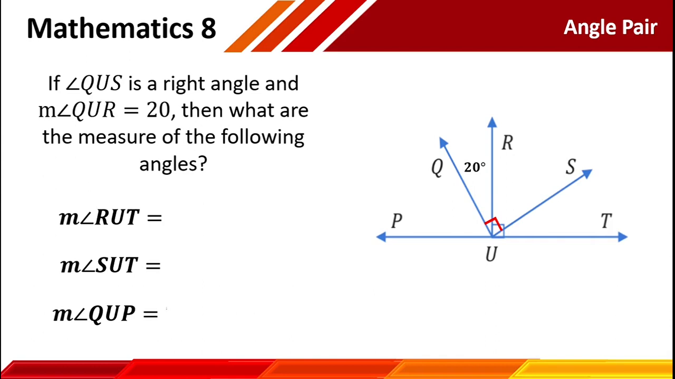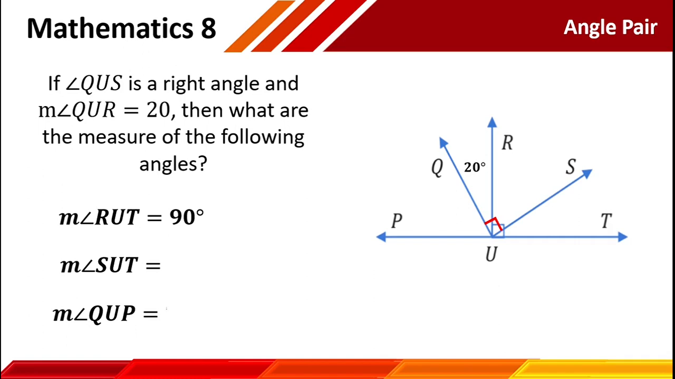Let's find out first the measurement of angle RUT. In this given figure, the measurement of angle RUT is equivalent to 90 degrees because it has a box on its corner. As you can see, class, every time that there is a box on the corner, it will always be a 90 degree angle.